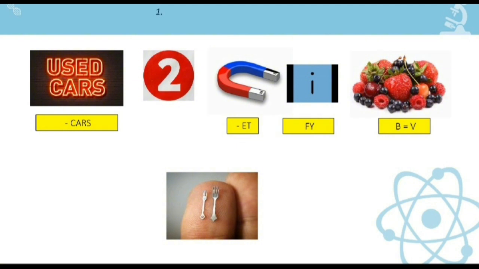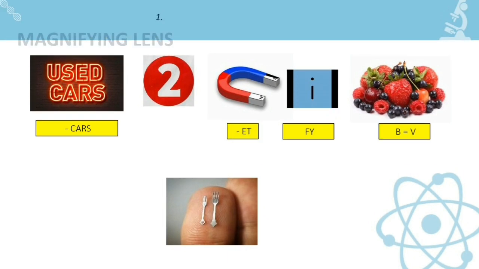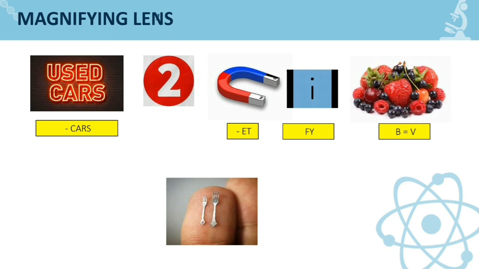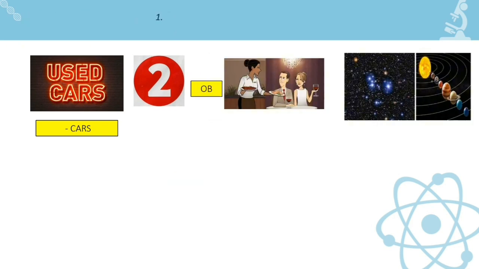Another. Yes, Rainiel. Very good, Rainiel. Used to magnify very small things. And what is this? A magnifying lens. Very good, class.